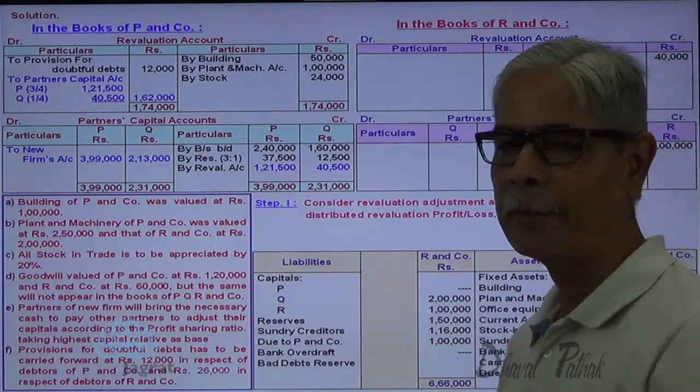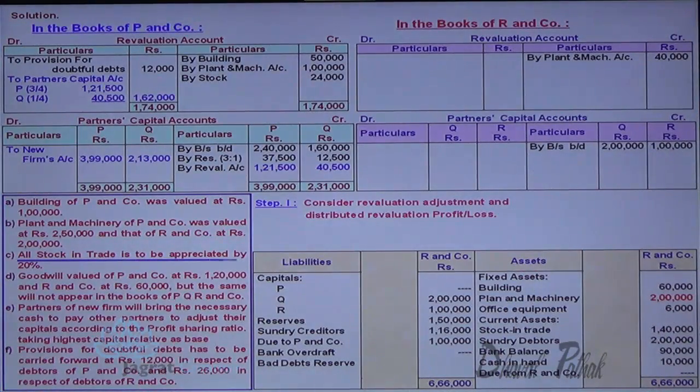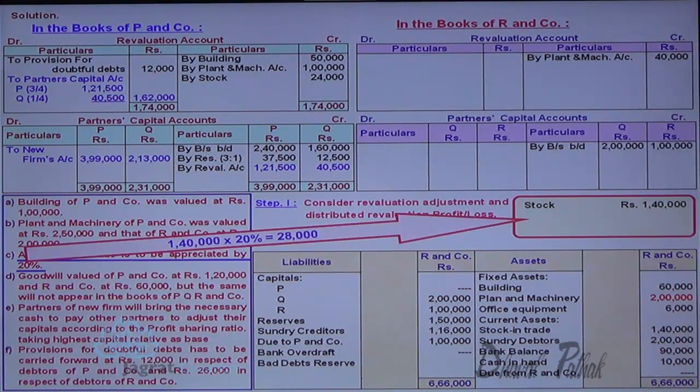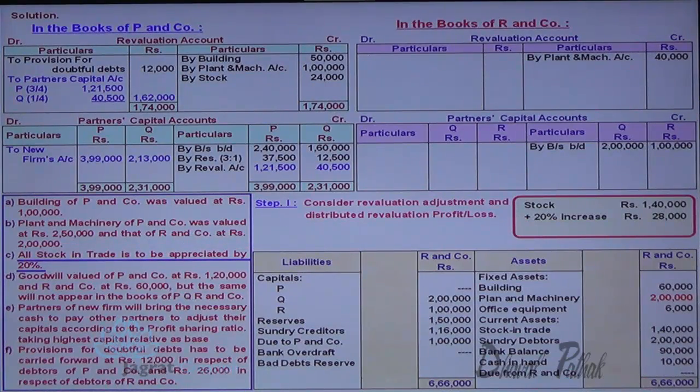Next, stock in trade is to be appreciated by 20%. So stock is 1,40,000. 1,40,000 into 20% gives 28,000 as the increase. The new value of stock is 1,68,000. 28,000 is credited to revaluation account. The new value of stock will appear in the balance sheet at 1,68,000. So the journal entry for that is stock account debit to revaluation account credit.